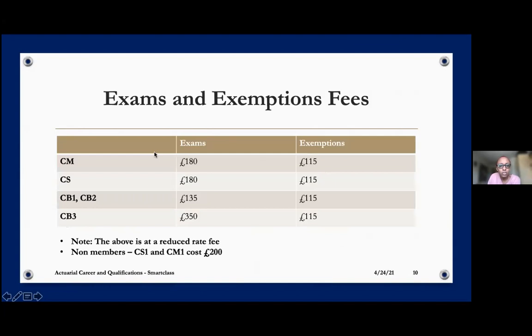Lastly, I just wanted to give you a snapshot of various costs, and these are reduced rate fees. For non-members, CS1 and CM1 exams, you could sit for them at £200, while for the rest, once you're a member, you could sit for them at this cost. But if you're able to get exemptions, say from the University of Dar es Salaam or Institute of Finance Management, IFM, then you'll have to pay for this again. So it's not free. That's the point.